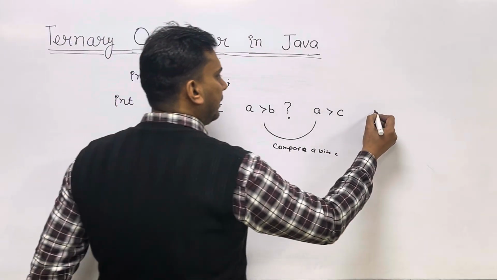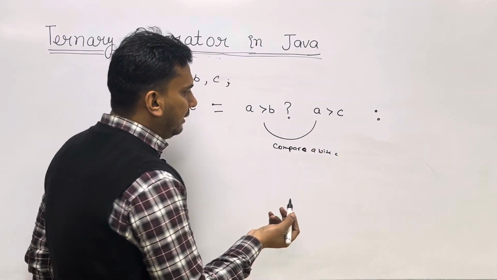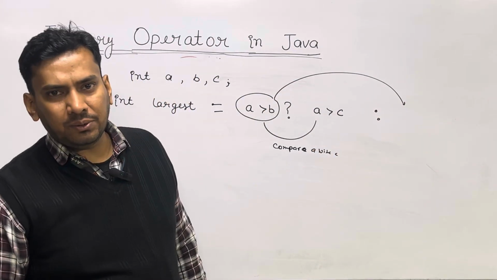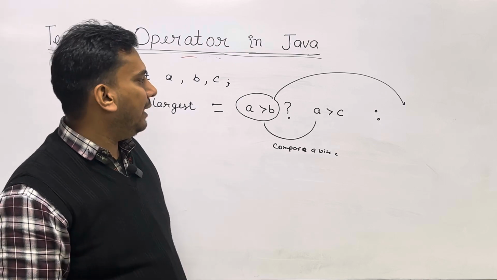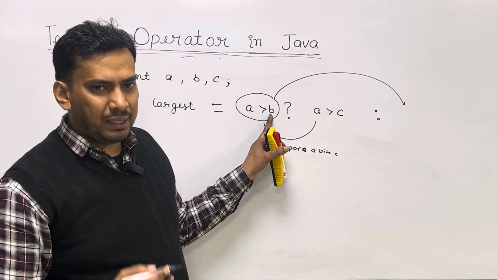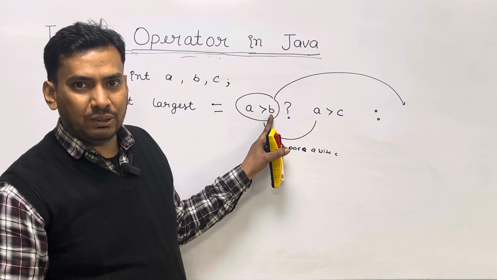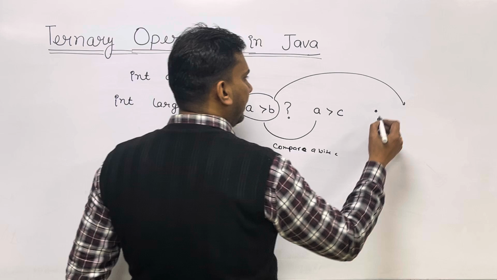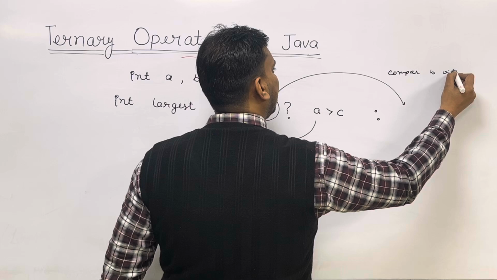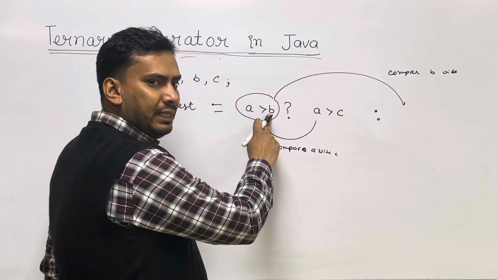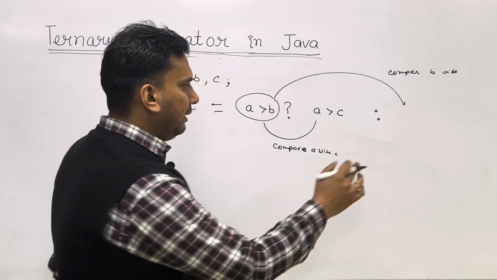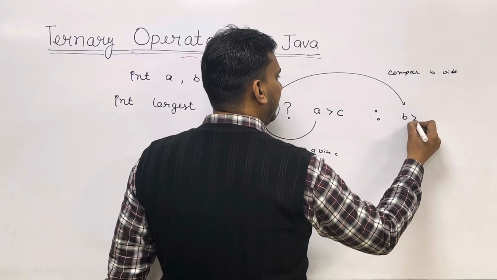But this is not complete, I am just giving you the idea. If this condition gives you false, it means b is greater than a, but we have to compare b with c also, right. So here you will write compare b with c. Why? Because b is greater than a, so a is out of the race. Now b is in the race with the c also. So here you will write the condition b is greater than c.